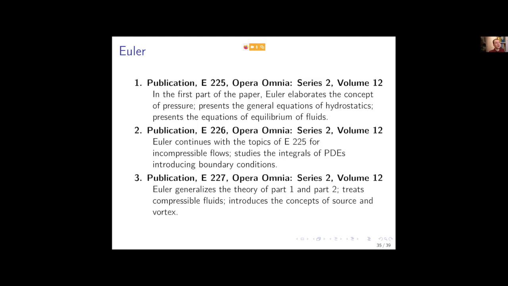So here are three interesting publications that, if you want, you can look up. They're also mentioned in the handout. Here he's talking about various things. He starts with pressure. He starts with general equations for hydrostatics, and then he goes on. He turns that into PDEs, right? Essentially, he turns it into partial differential equations. And in the end, in the third publication, he also looks at compressible fluids.